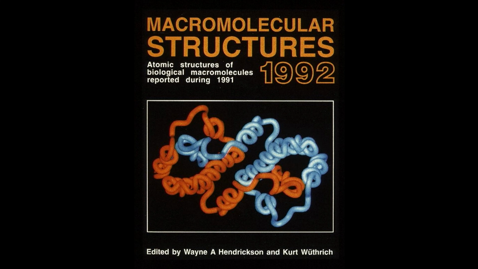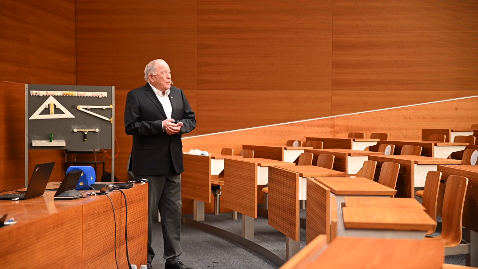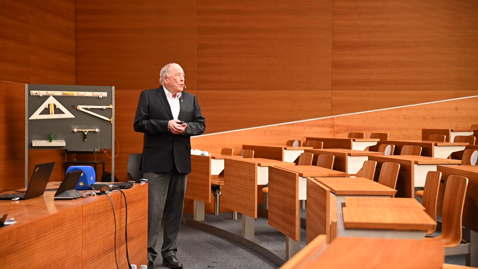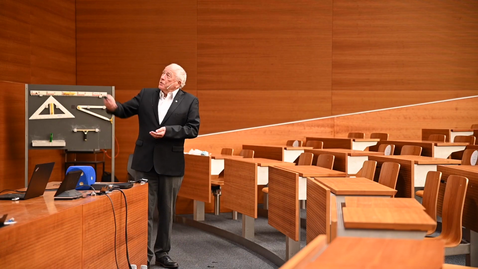In the 1990s, Wayne Hendrickson and myself took up the project of publishing a volume at the end of each year describing in short abstracts all the structures that were published in the preceding year. Here you see the cover of Macromolecular Structures 1992, which describes the structures determined in 1991.